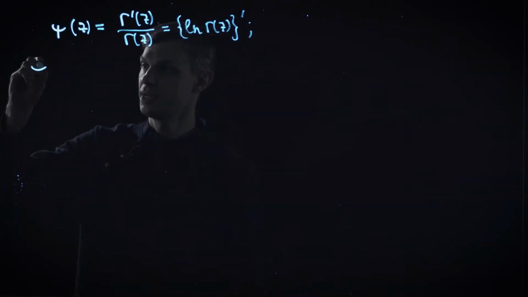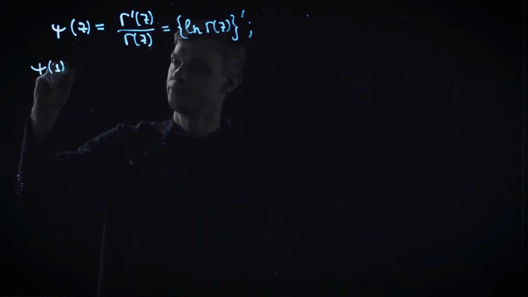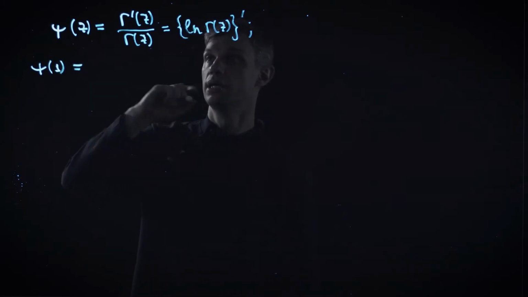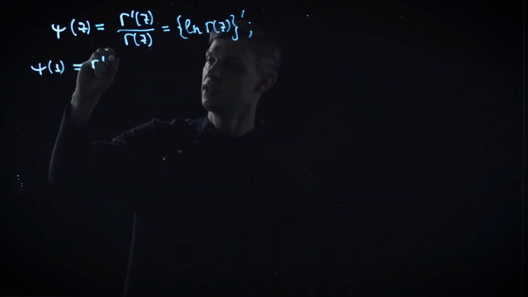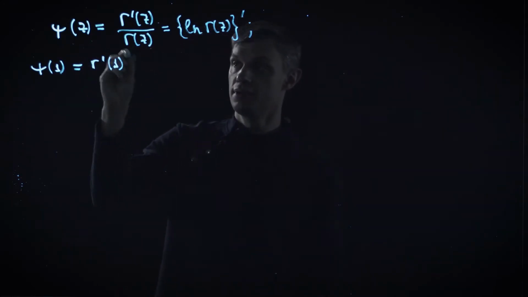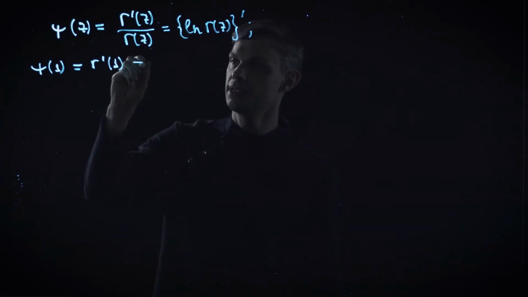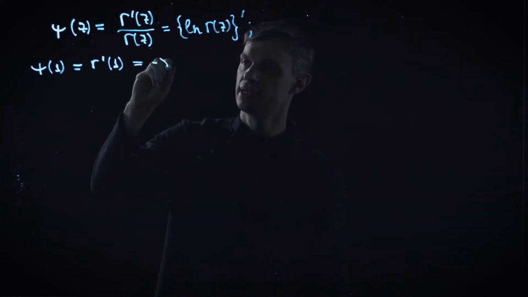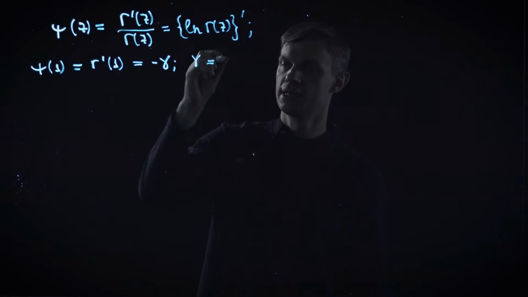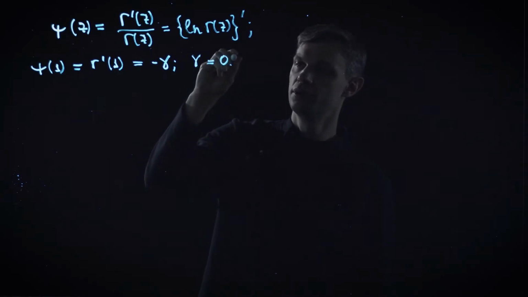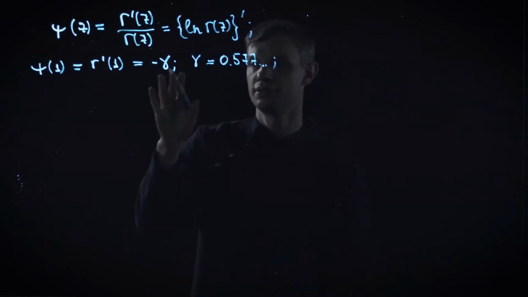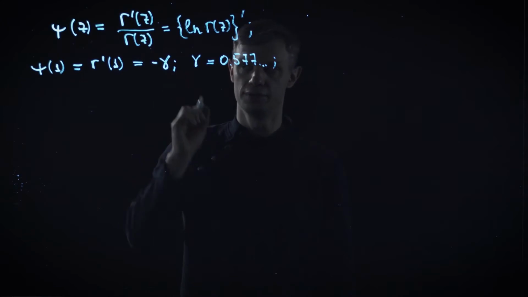First, let's write down a very specific value of the digamma function, which is psi of 1, which is simply the derivative of the gamma function taken at point 1, because the gamma function of 1 is 1. So there is no denominator here. And it's denoted as minus gamma, where gamma is the so-called Euler constant. It's 0.577. So we'll encounter this constant in the future quite often.